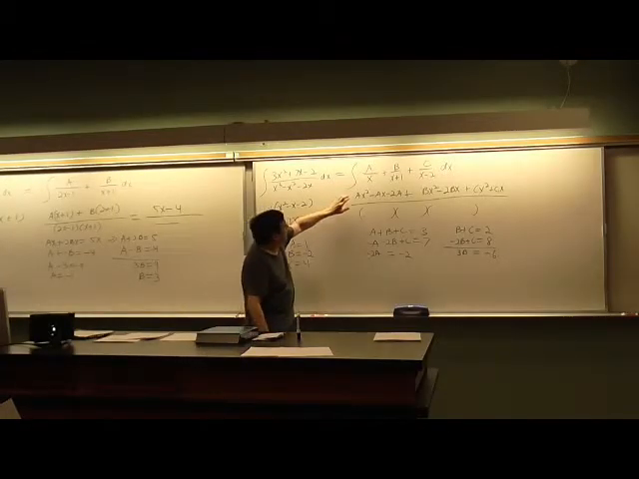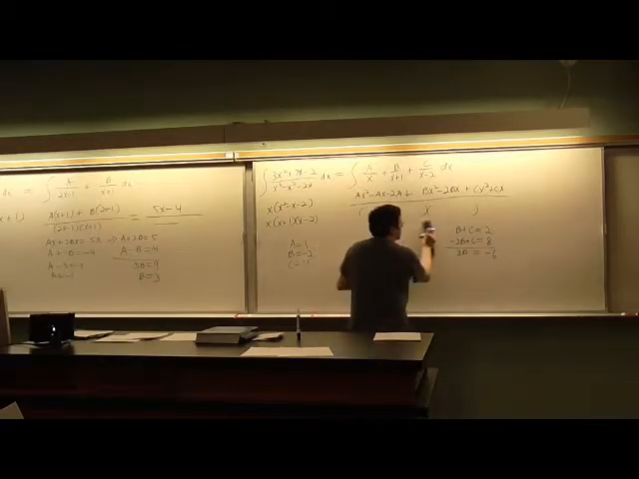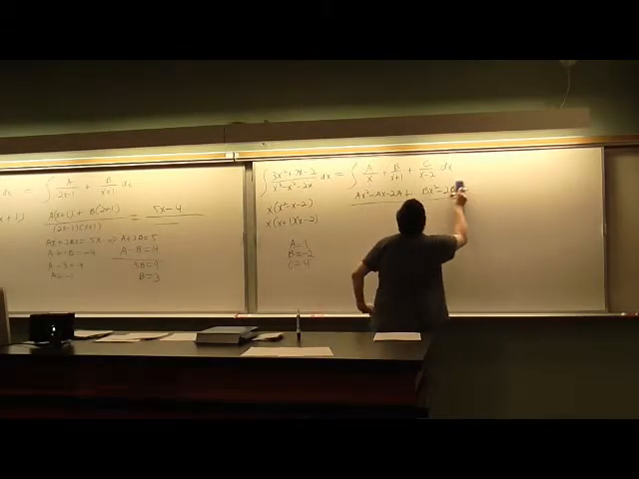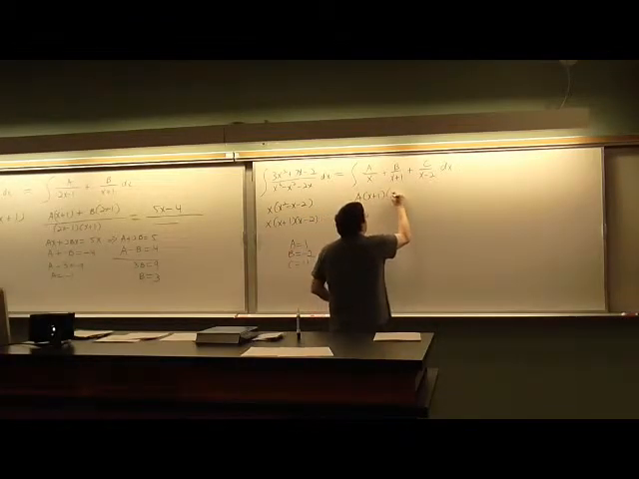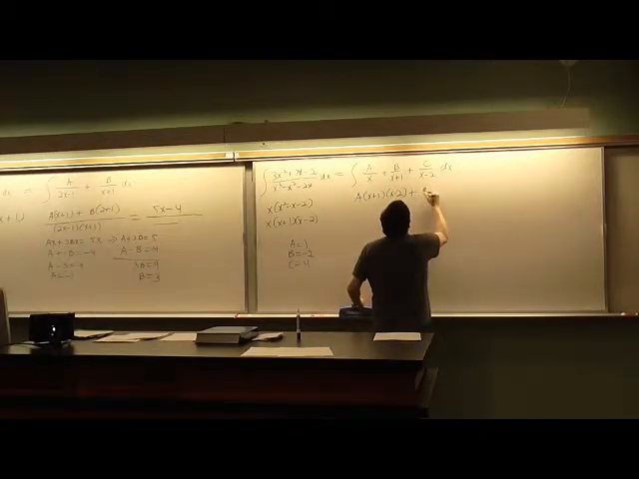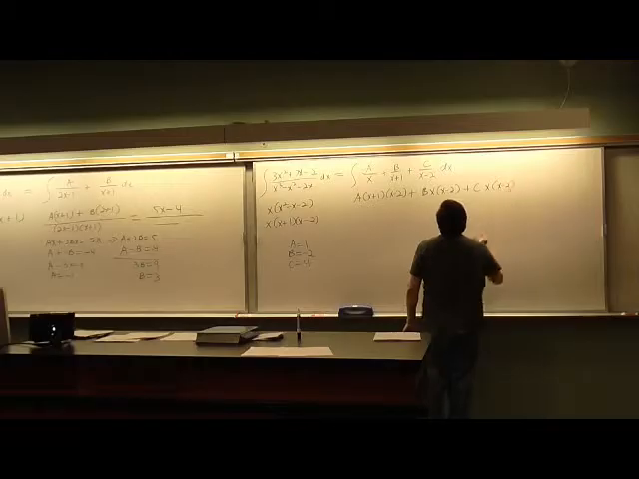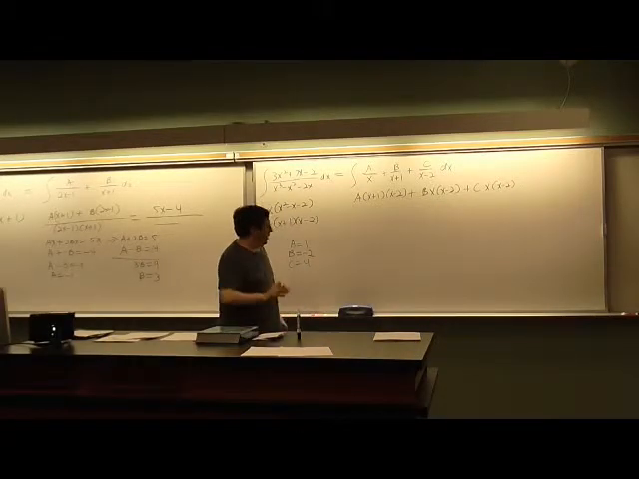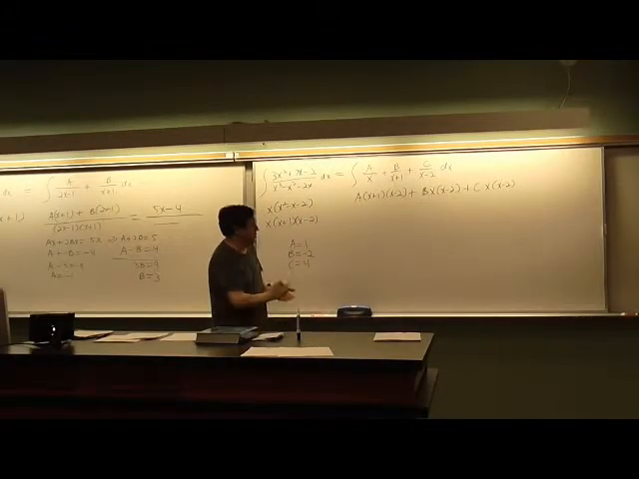At this stage of the game, when I know I have to set this equal to this, or rather, let me rewrite this. A times x plus 1 times x minus 2, plus b times x minus 2, plus c times x times x minus 2. There is a trick you can use. I was solving three equations and three unknowns. Some people don't like to do that.